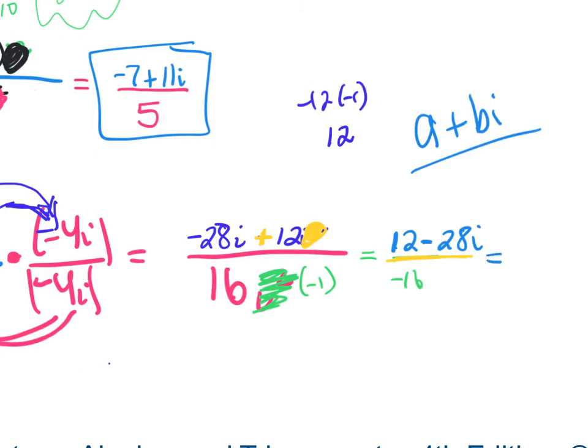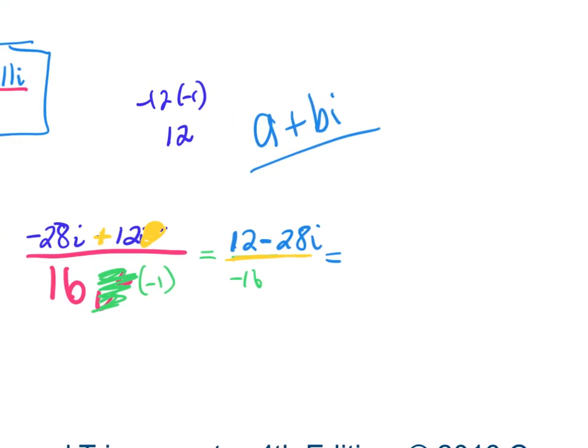Okay. But look at this, guys. What do you notice about 12, 28, and 16? They're all divisible by 2. They're all divisible by something, right? So look, this is a fraction. I can rewrite this as 12 over negative 16, and then 28i over 16, right? Can I do that? Yeah. Can I split up a fraction?